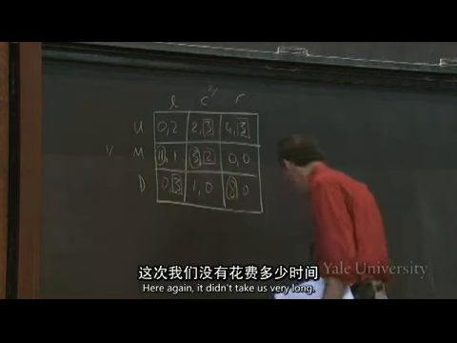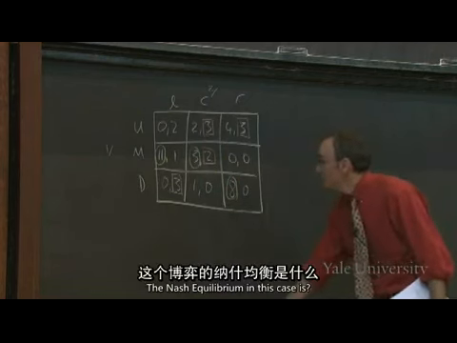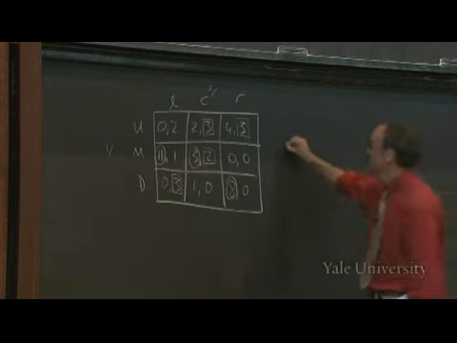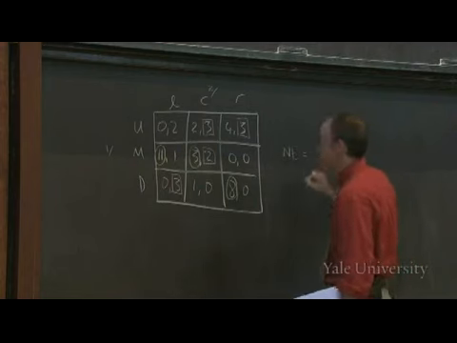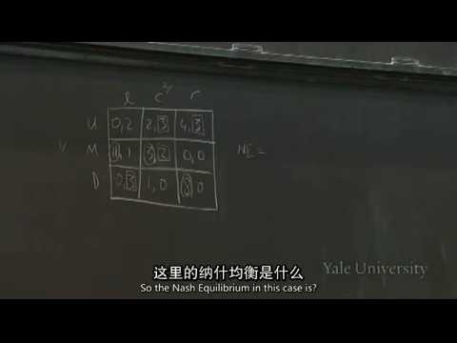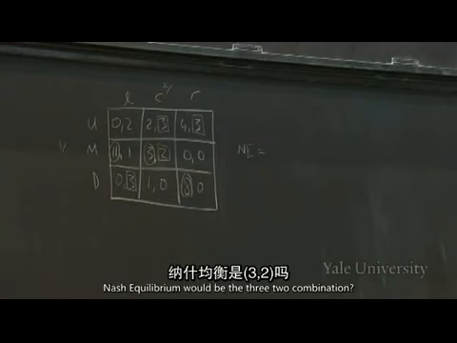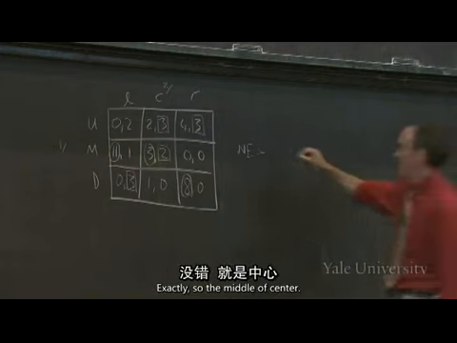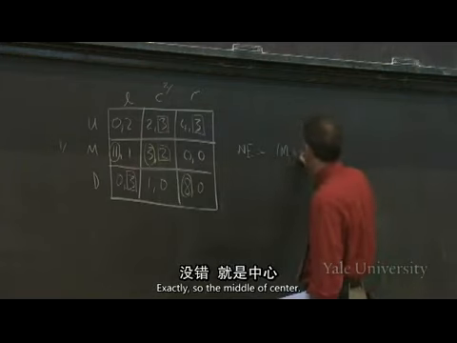And here again, it didn't take us very long. We're getting quicker at this. The Nash equilibrium in this case is, let's go back to the guy who is asleep and give him an easier question this time. So the Nash equilibrium in this case is? Nash equilibrium would be the 3-2 combination? Exactly. Okay, so the middle center.